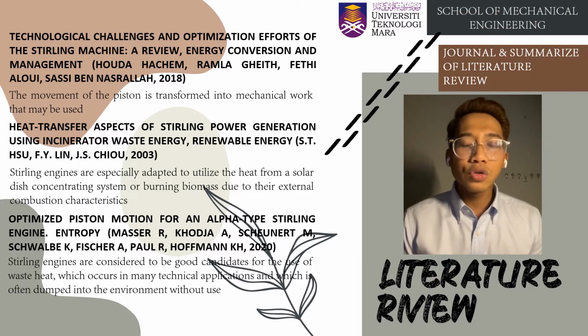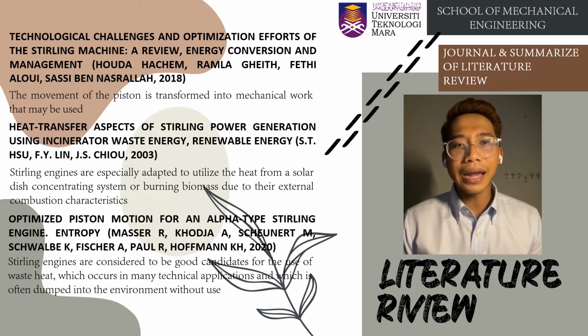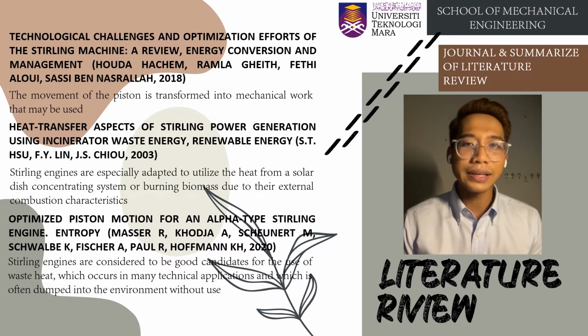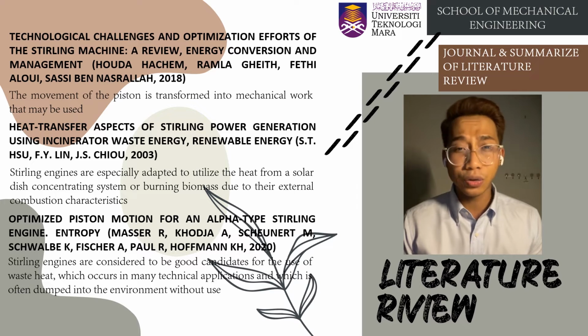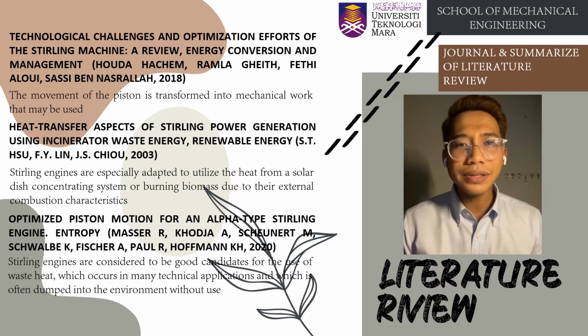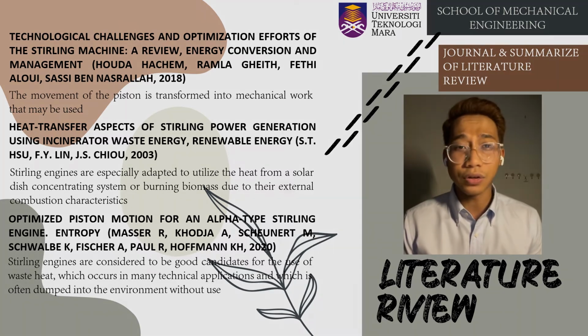Su et al. 2020 said that for distributed power production, Stirling engines may operate on ordinary fuels like gasoline or natural gas. Stirling engines are especially adapted to utilize the heat from a solar dish concentrating system or burning biomass due to their external combustion characteristics. As we can see from the Journal of Optimized Piston Motion for an Alpha-type Stirling Engine, written by Masser and others 2020, it highlighted that Stirling engines are considered to be good candidates for the use of waste heat, which occurs in many technical applications and which is often dumped into the environment without use.